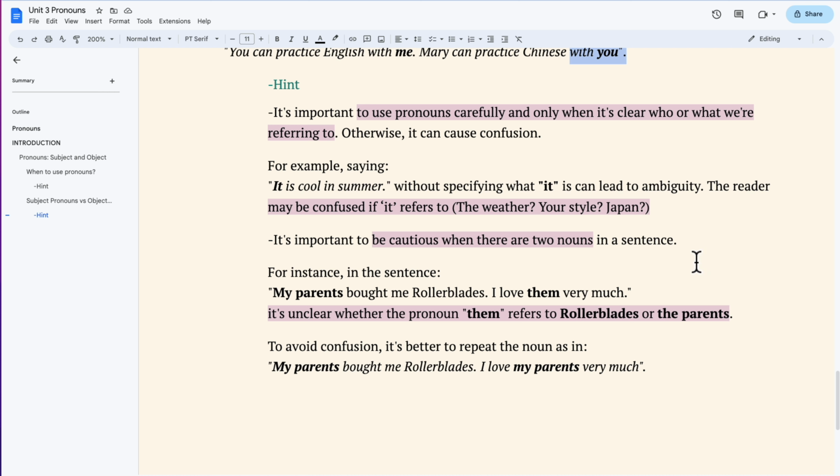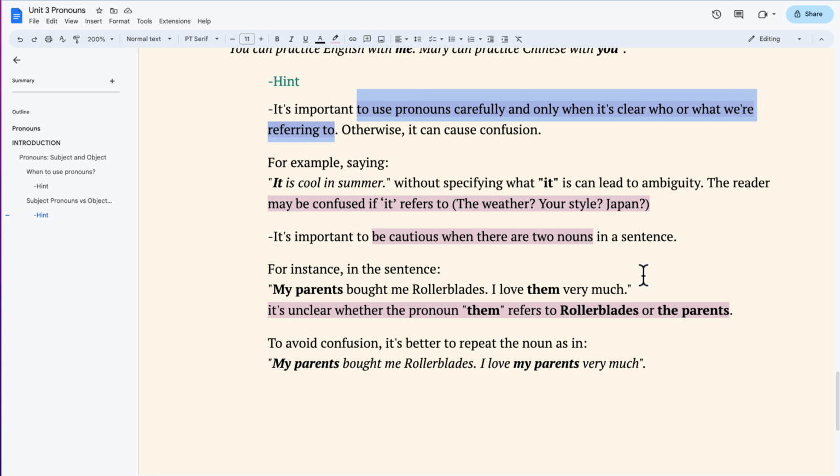Also, some useful tips for using pronouns. Effectively using pronouns can make our language more efficient and effective, but it's important to use them carefully to avoid confusion. Here are some tips to keep in mind. Only use pronouns when it's clear who or what we're referring to. Otherwise, it can cause ambiguity and confusion. For instance, saying it is cool in summer without specifying what it refers to can leave the reader or listener unsure of the intended meaning.